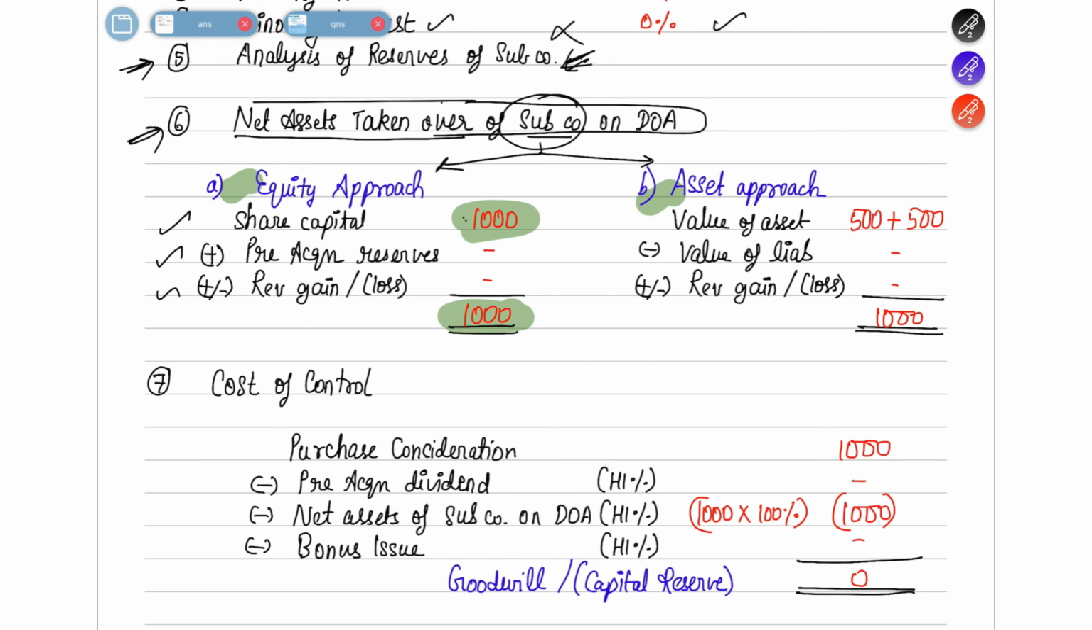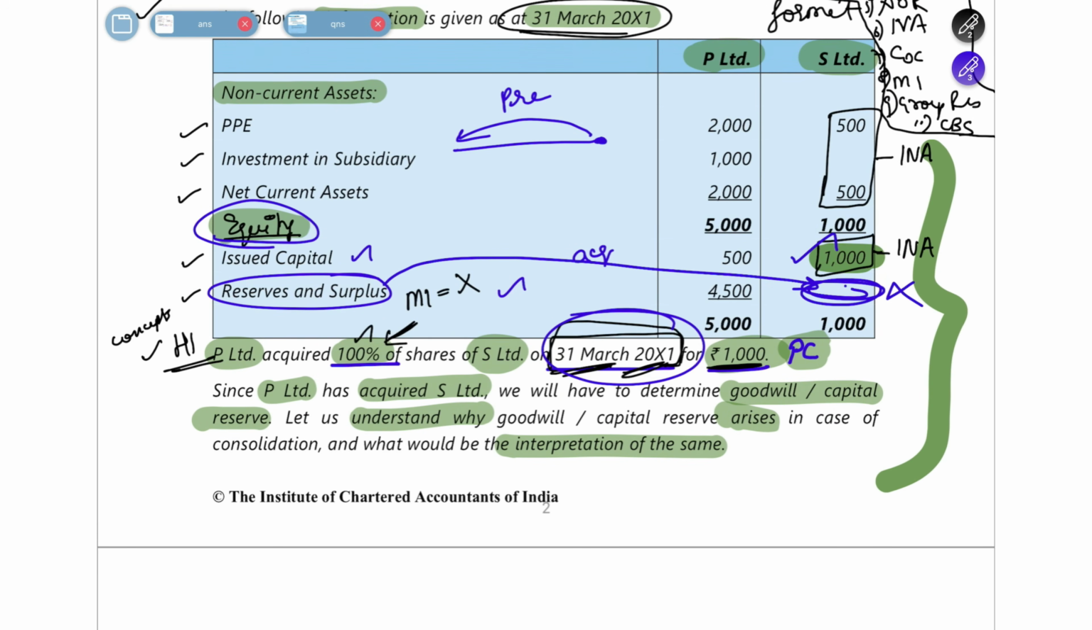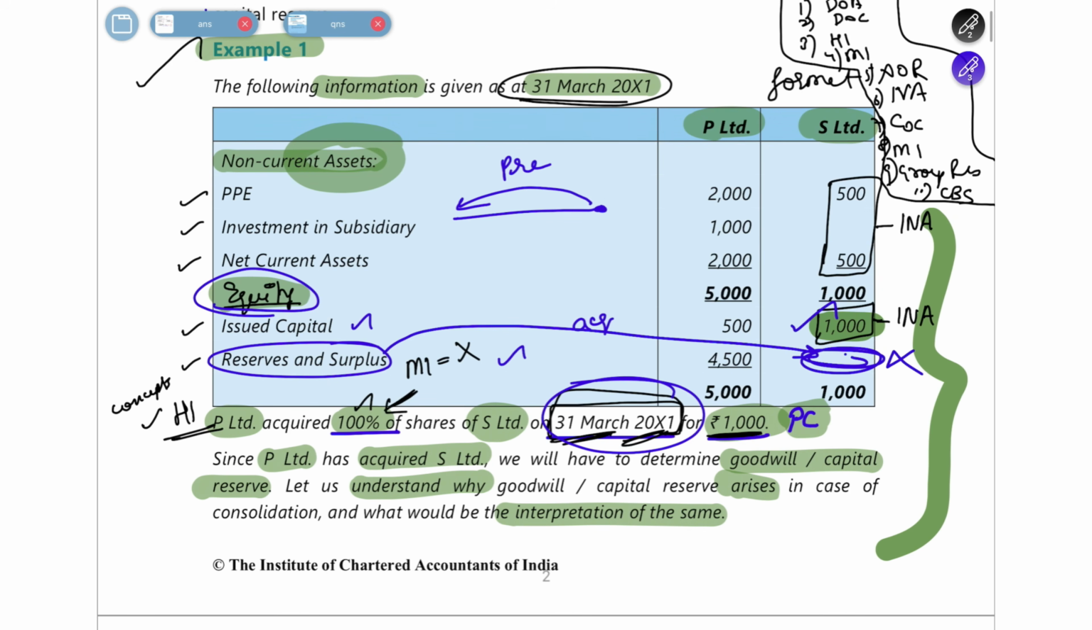Now if you go as per asset approach, you have to take the value of assets, you have to deduct the value of liabilities from that, and then if there is a revaluation gain or loss, you have to adjust it. So now let's again move on to the balance sheet which is given here. So we have been given non-current assets. So take all the non-current assets of S Limited. So they have PP of 500 and they have net current assets of 500.